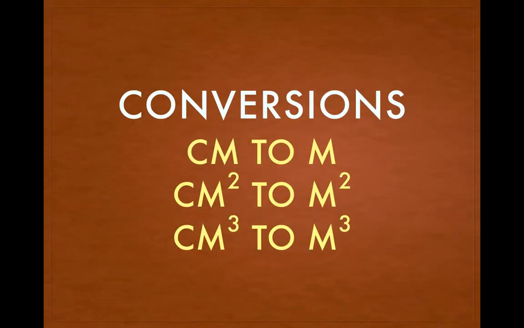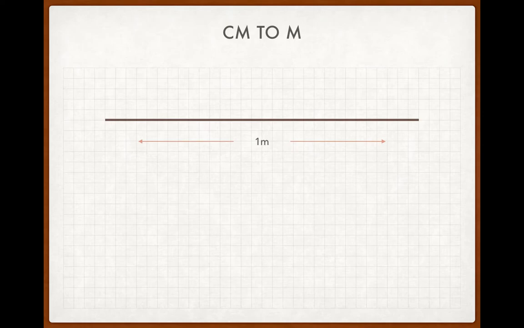Okay, the conversions between centimeters to meters, centimeters squared to meters squared, and centimeters cubed to meters cubed. So we'll start with the conversion between centimeters to meters. So I'm going to say we've got a line here. The line is a meter long, and we know that in 1 meter there's 100 centimeters. So the conversion factor there is 1 meter is equal to 100 centimeters.